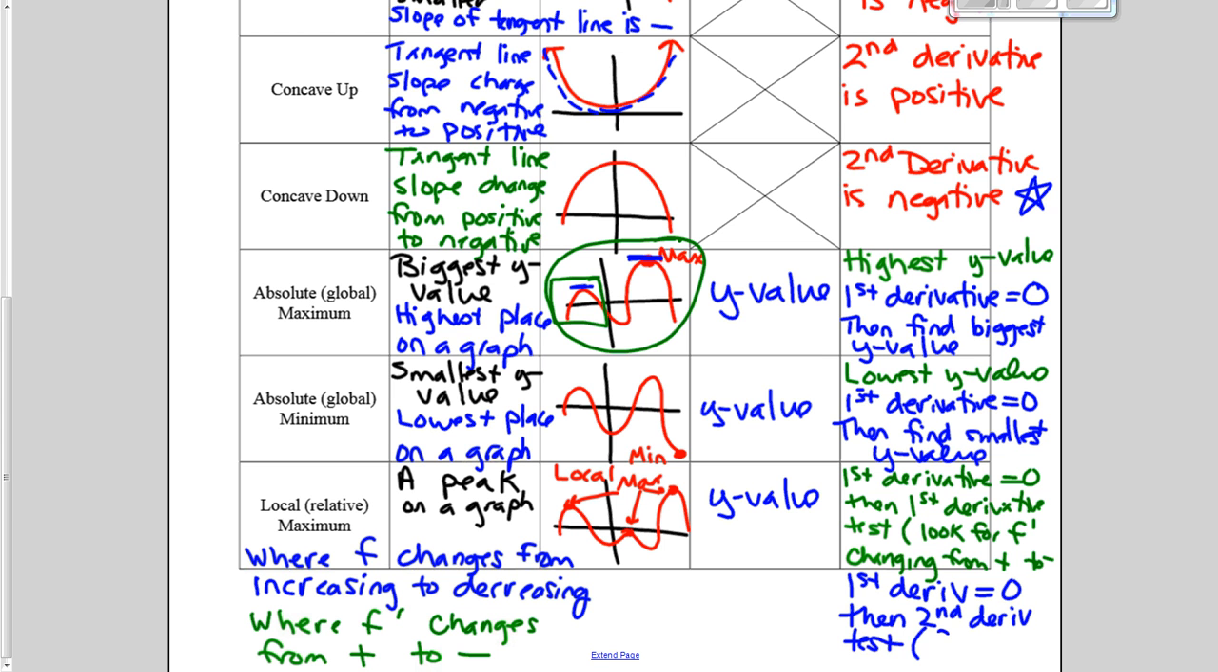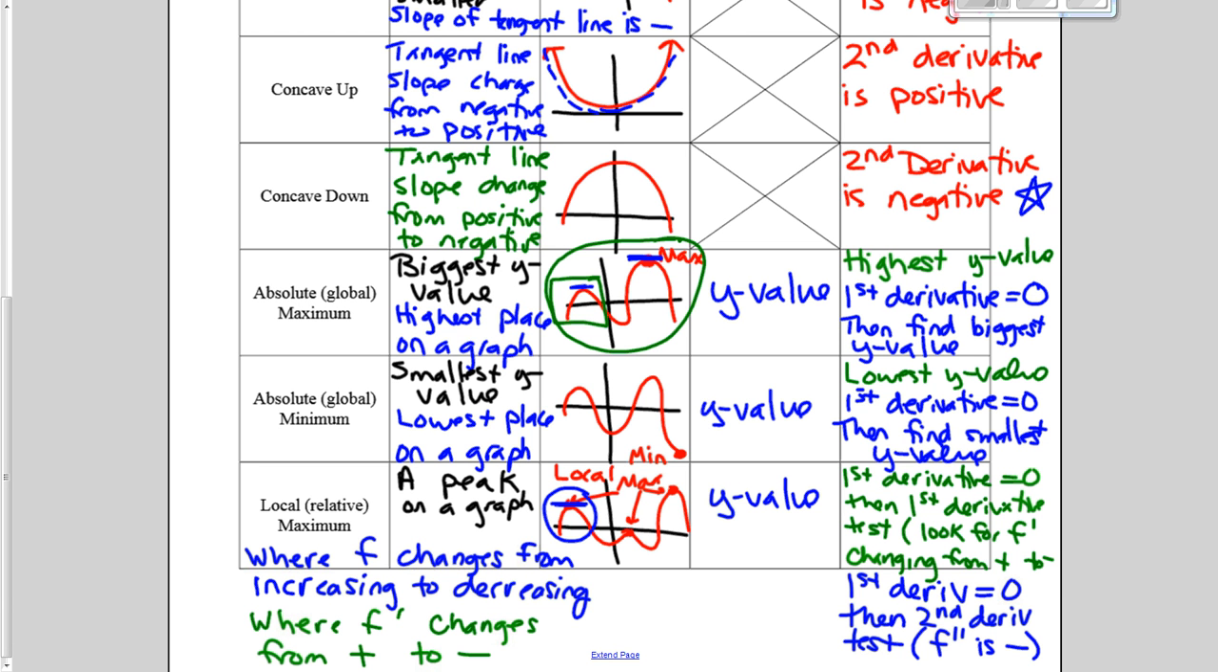And that is where my second derivative will be negative, because that means my function is concave down. So if I know my derivative is 0, that tells me that I have a tangent line of 0. And if I also know that my second derivative is negative, that tells me that my function's concave down, which means I have to have a scenario where I have a local maximum.